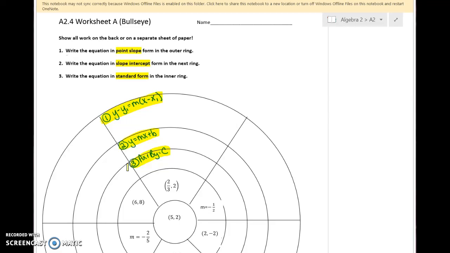Start by writing it in point-slope form. You might have to find your slope first, or in some wedges the slope might be given to you. It just depends. Write it in point-slope form, distribute, get it written in slope-intercept form in the next ring, and then the innermost ring, rewrite it in standard form. So we are going to try one. If you want to do this on the back, we're going to do this wedge together.